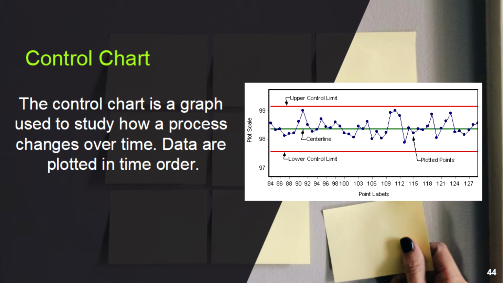So, control charts are also known as Shewhart charts after Walter A. Shewhart, or process behavior charts, and are a statistical process control tool used to determine if a manufacturing or a business process is in a state of control. The control chart is a graph used to study how a process changes over time, and the data are plotted in time order.